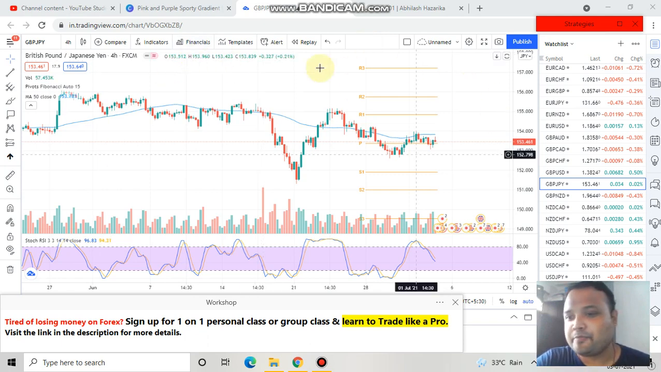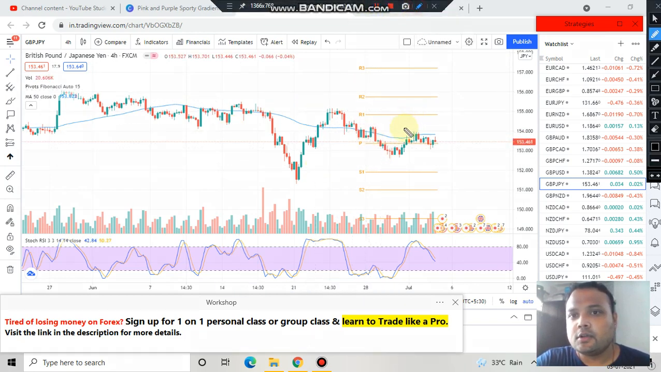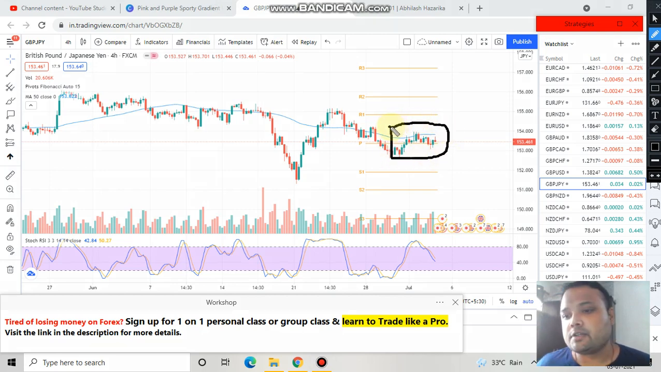So, let's get started. This is the 4-hour chart of British Pound, Japanese Yen. If I ask you to focus on this particular portion during the last trading session, we can clearly see that there was not much movement in the market. This portion is clearly giving us a signal that the market is lacking volatility, and as a result there was no proper trend or move in the market.